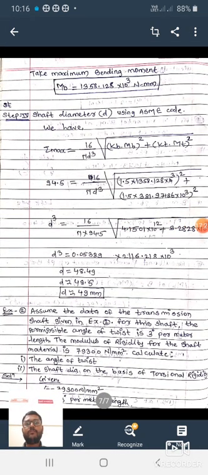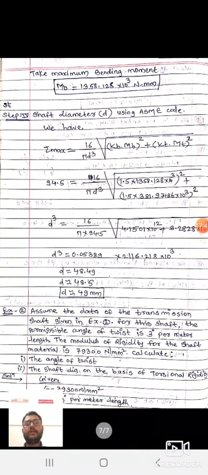Last step is to find the shaft diameter using the ASME code. We know that the maximum shear stress tau max equals 16 upon pi d cube under root of (Kb into Mb) square plus (Kt into Mt) square. Into this equation let us put the values of tau max, Kb, Mb, Kt, Mt, and solve the equation for d. We finally got the diameter of the shaft as 48.49, that means the approximate shaft diameter is 49 mm.